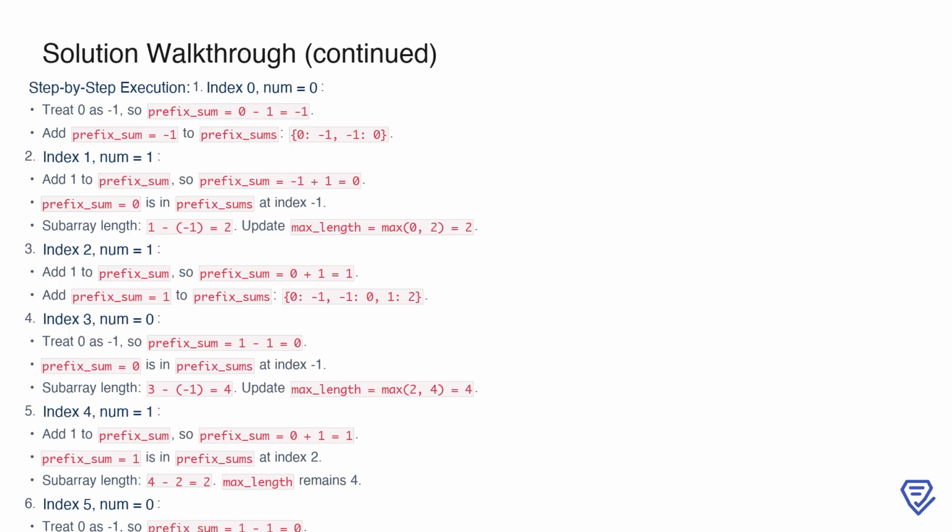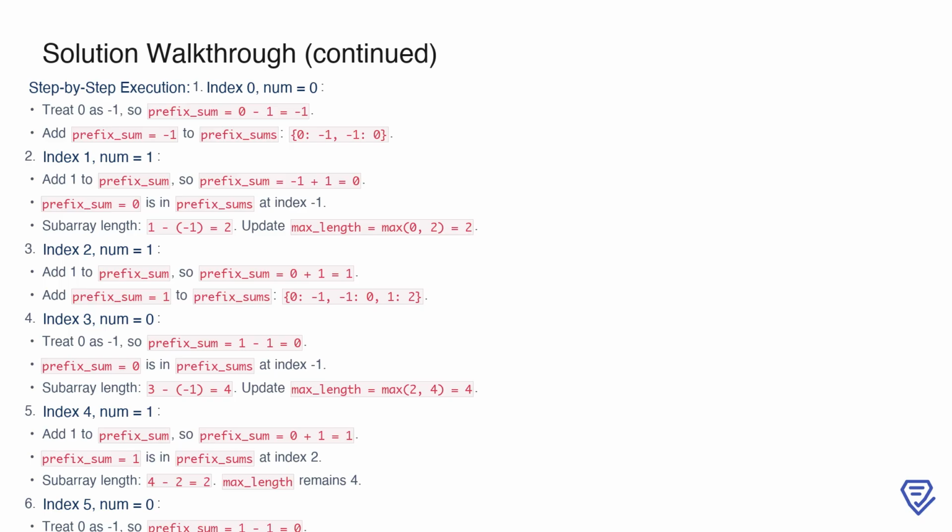At index 2, the number is 1 again, so we add 1 to prefix_sum, making it 0 plus 1 equals 1. Since 1 is not in prefix_sums, we add it with the current index, updating prefix_sums to {0: -1, -1: 0, 1: 2}. At index 3, the number is 0, treated as -1. This updates prefix_sum to 1 + (-1) equals 0. Now, 0 is in prefix_sums at index -1. The subarray length is 3 - (-1) equals 4, and we update max_length to 4.